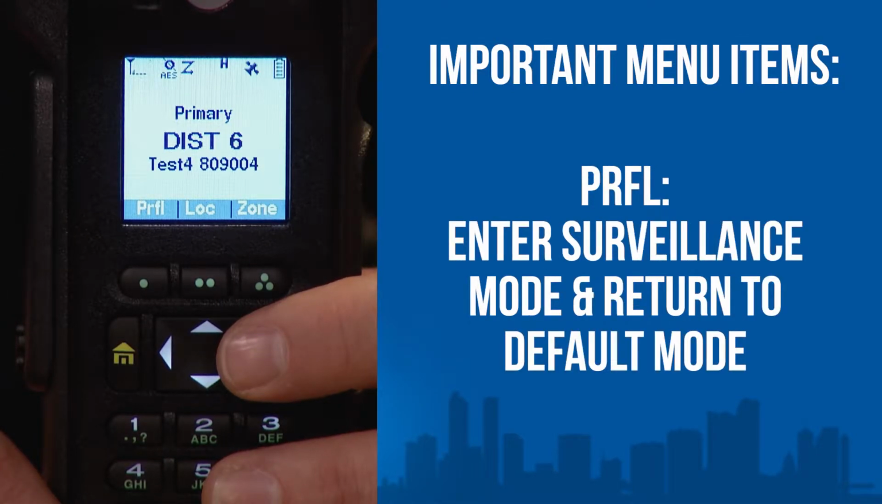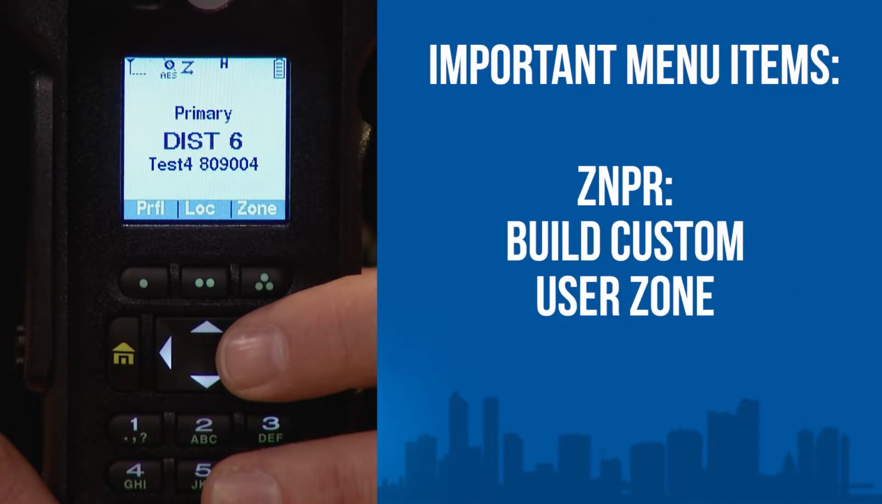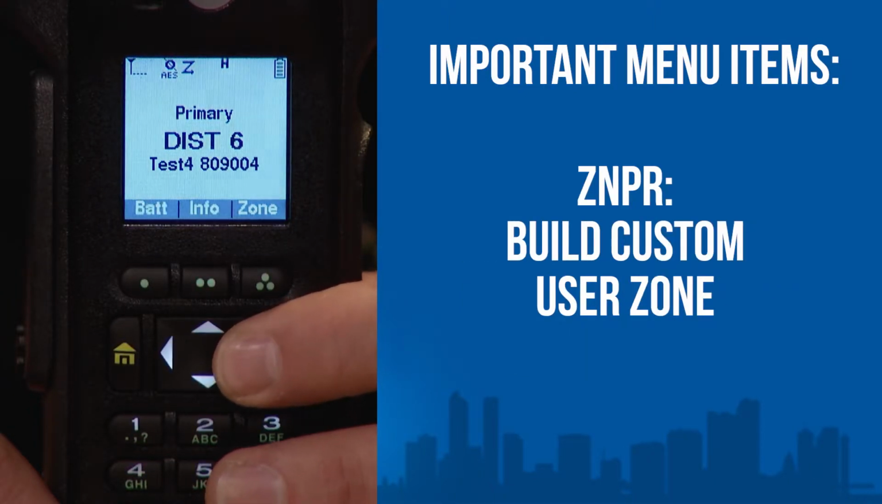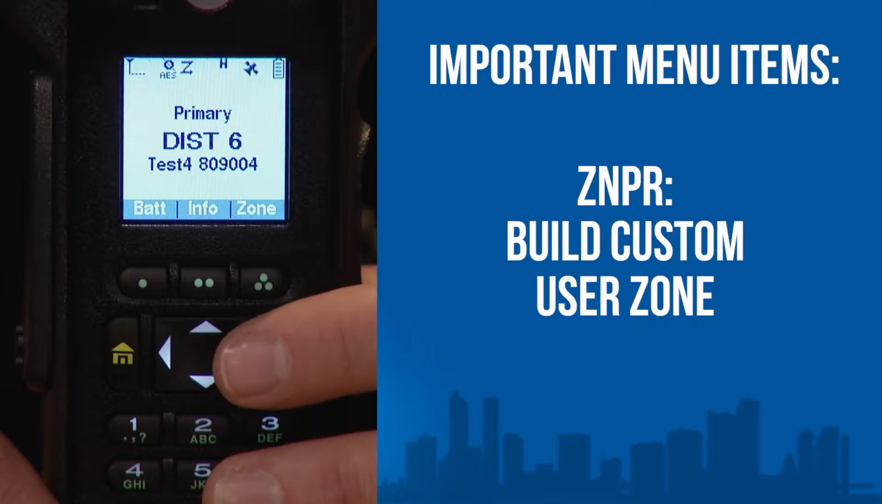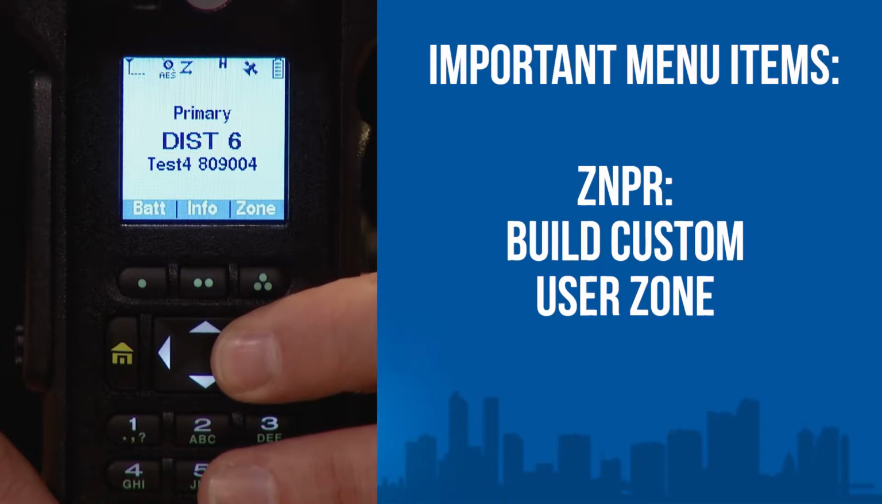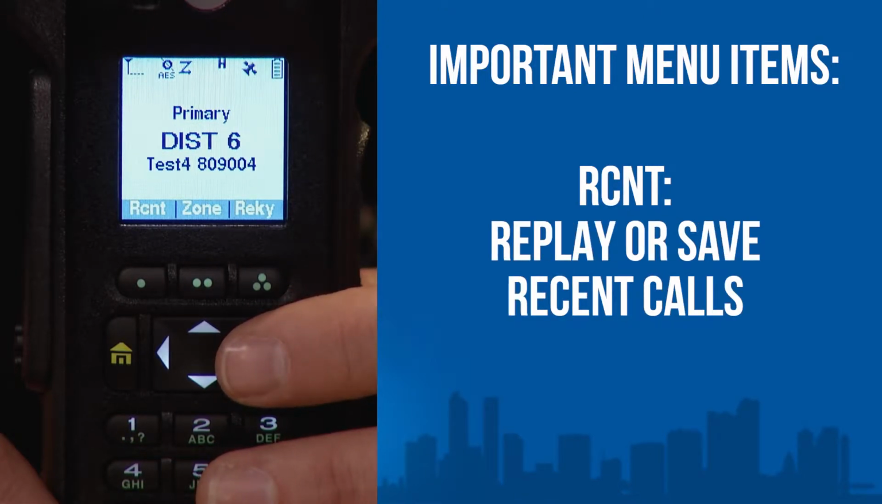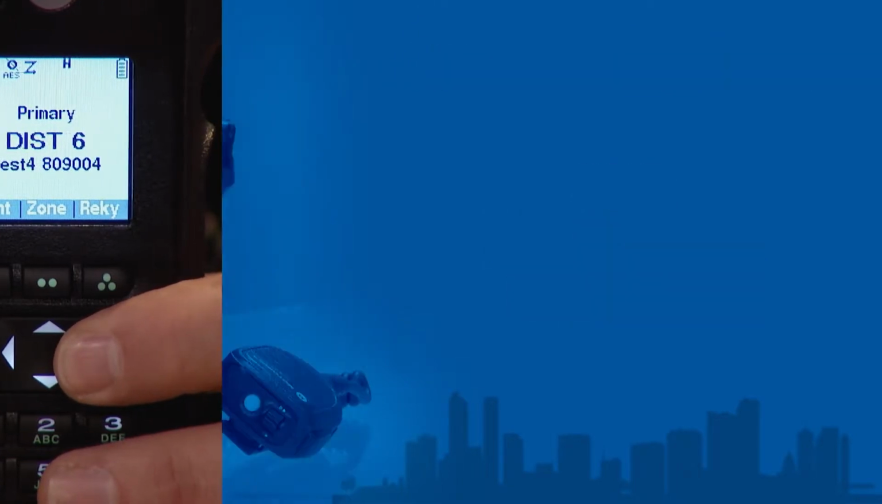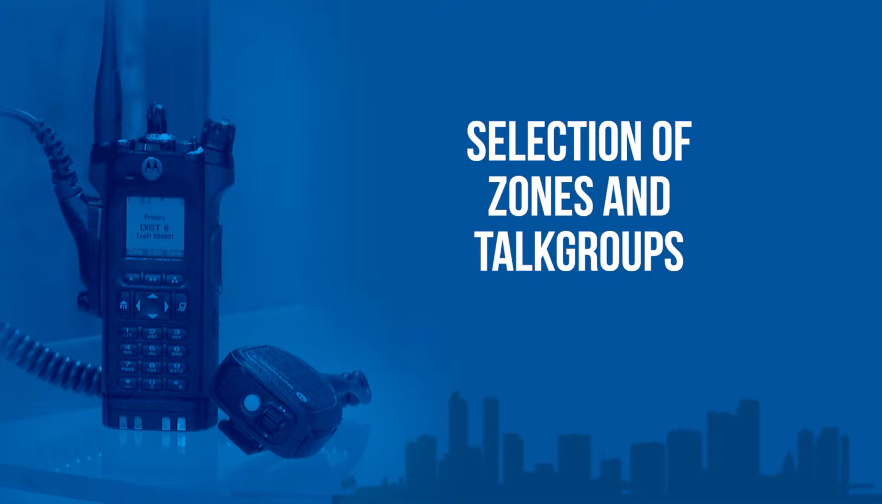Profile. Choose this to enter or exit a surveillance mode that darkens all the radio's lights and lowers the radio's volumes. Zone program. This item allows a user to build their own zone of 16 talk groups or channels. Recent. Selecting this brings up a list of calls the radio has recently received and allows you to replay or even save them.